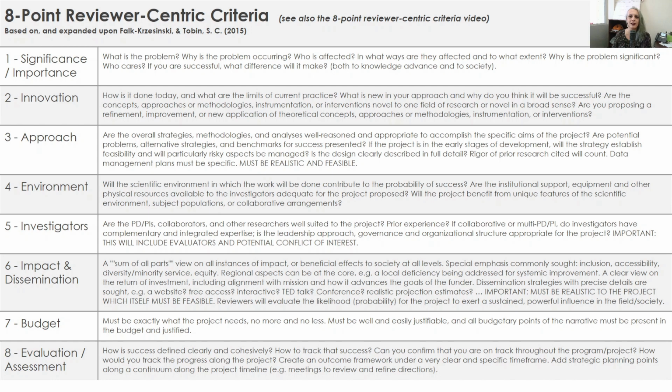How are they connected to the project? How is impact possible throughout these 8 points? And how can you design the project for the impact to be maximized across all of these points, across the intellectual merit, the broader impact, the investigators, the environment, the budget, the evaluation? All these aspects can have some kind of impact connected to them.